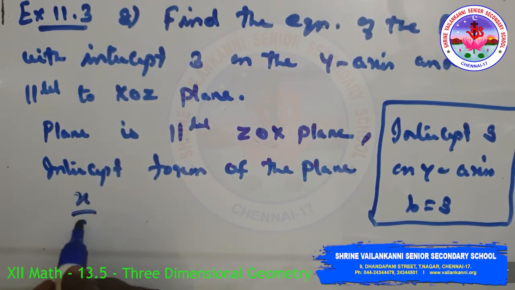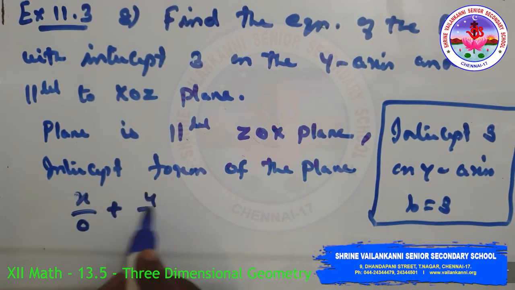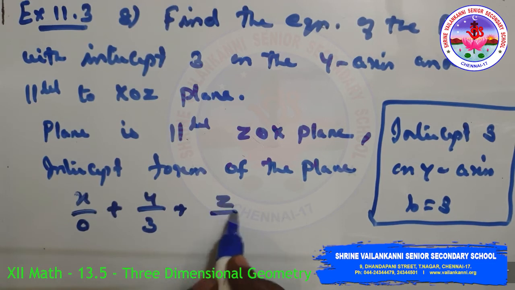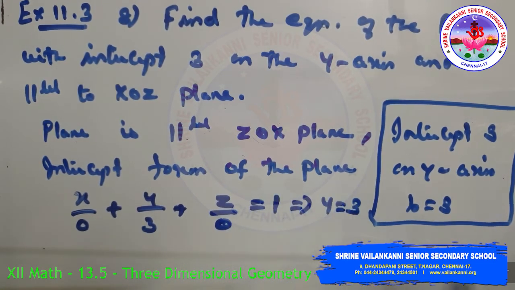Here we have a and c as 0. So x by 0 plus y by 3 plus z by 0, which is equal to 1, which implies that y equal to 3.